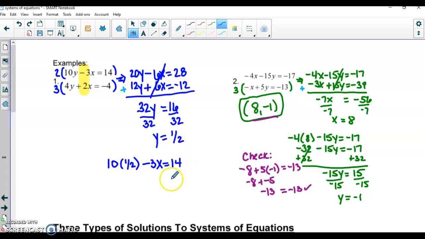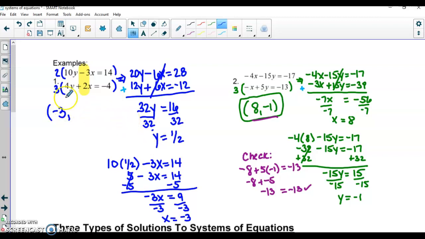Now we can solve for x. So 10 times 1/2 is 5 minus 3x equals 14. So I'm going to subtract 5 from both sides. So when I subtract 5, -3x will equal 14 minus 5, or 9. Dividing by the coefficient of x, -3, will tell me x will equal 9 divided by -3 is -3. So my answer, x comma y, -3 comma 1/2.